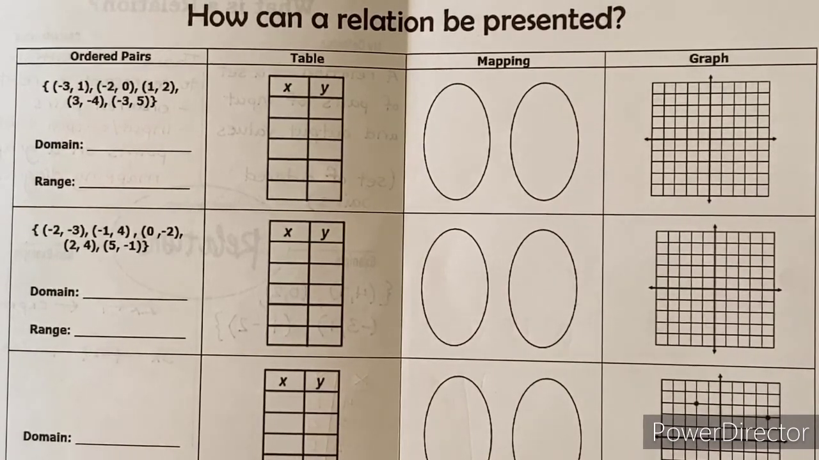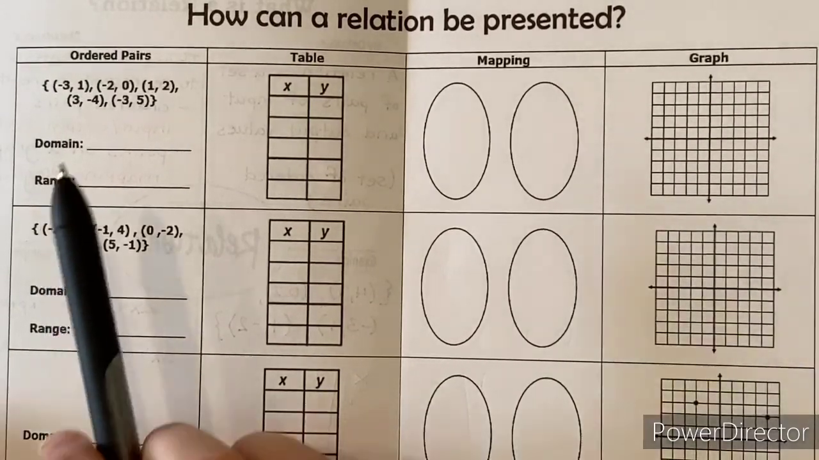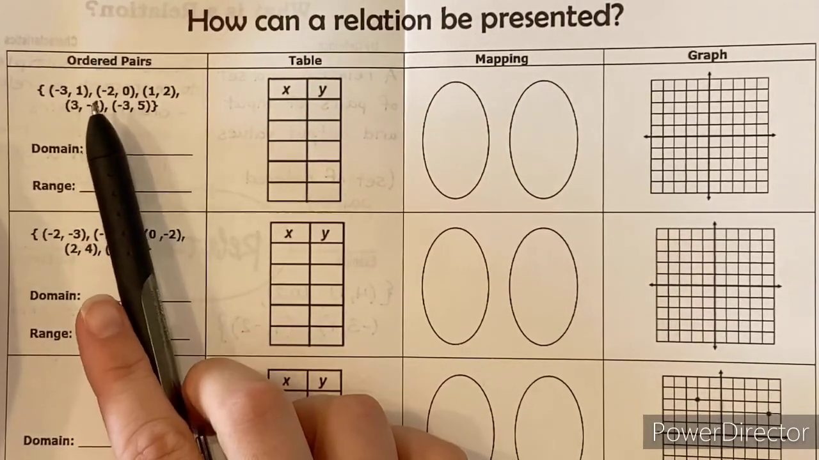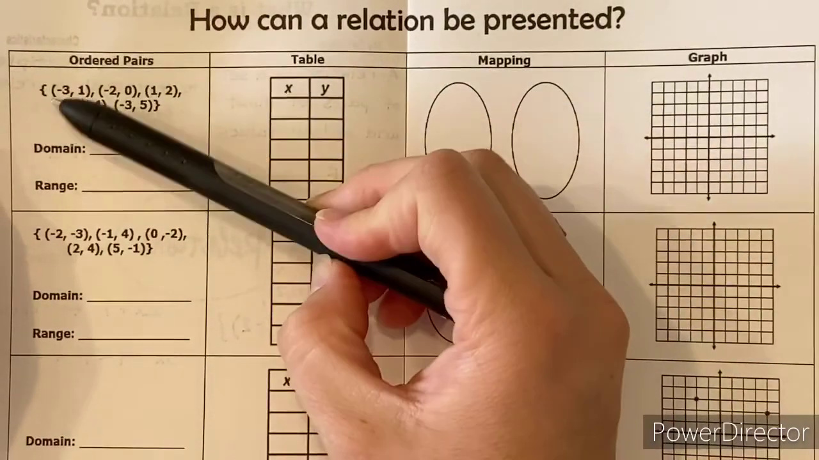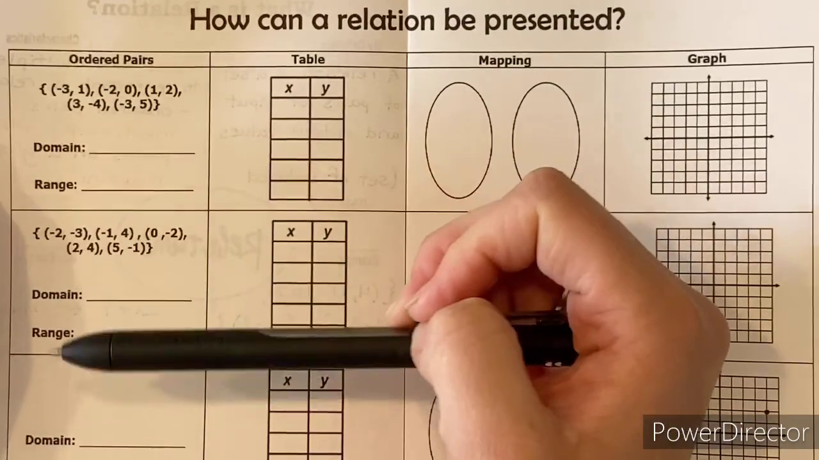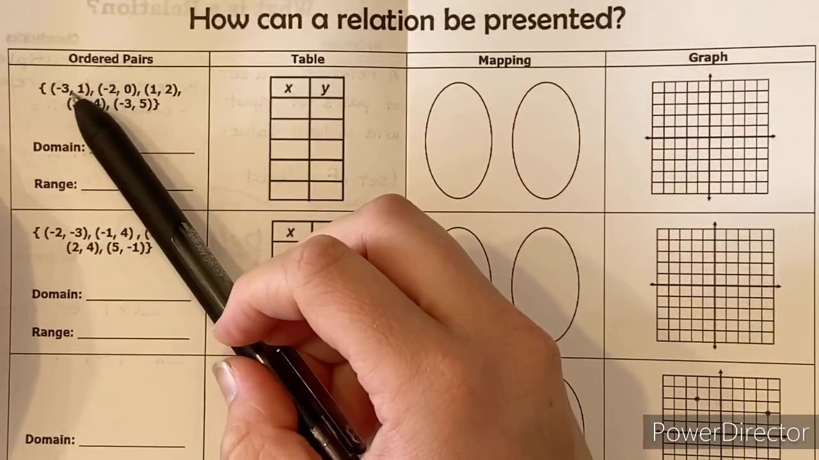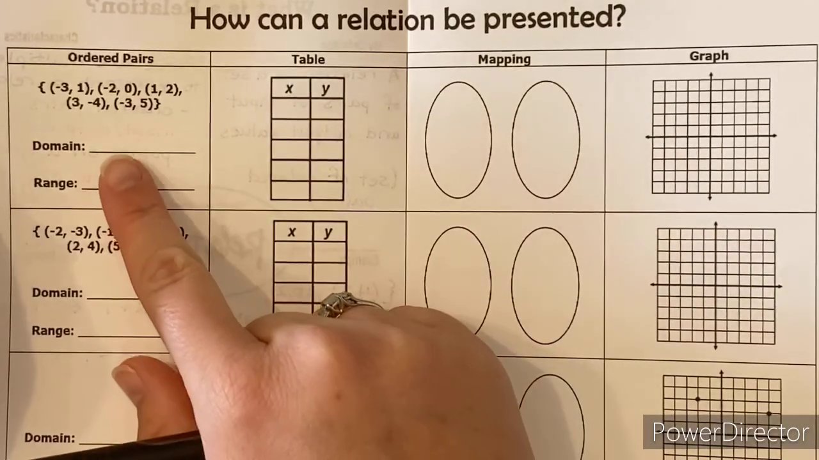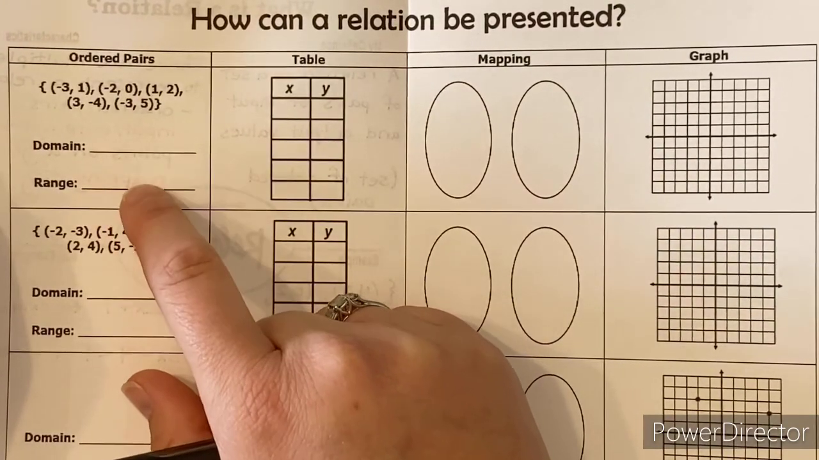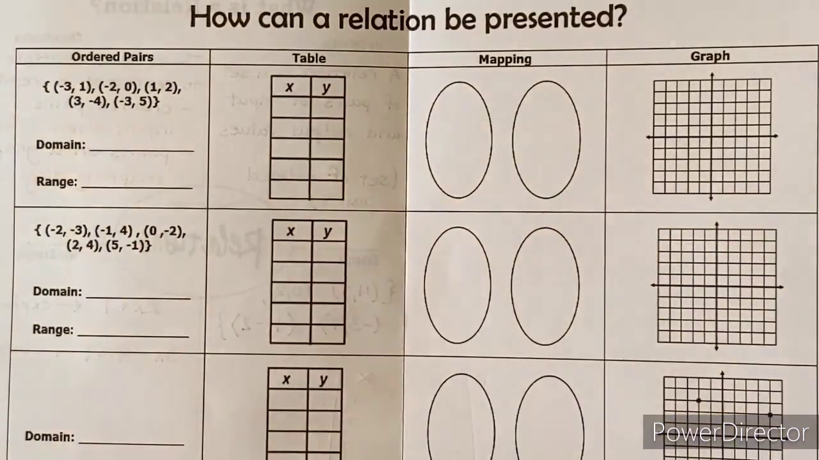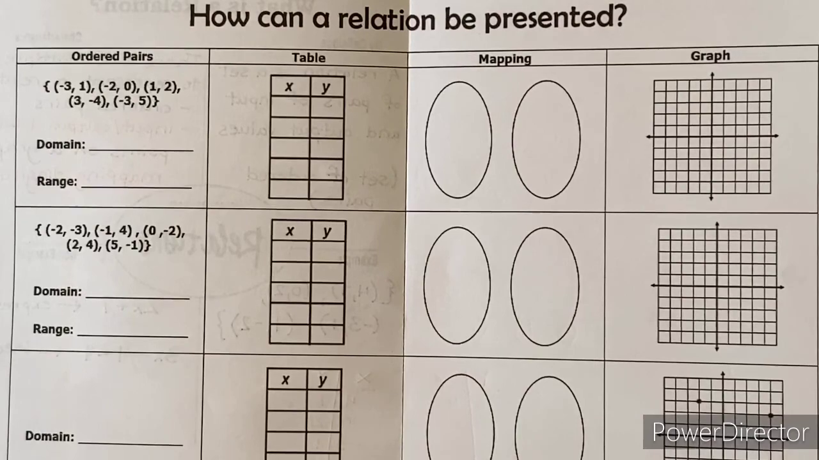Okay, so we'll start with the first one, and let's just start in the ordered pairs box. So we have a set of ordered pairs. Notice that the set has these little squiggly brackets at the end. And there are 5 ordered pairs in this one. If we count them, this is just a set of 5 ordered pairs. And it is asking for the domain and range. So those are X values and Y values. So these are also sets. So the domain is a set of the X values.